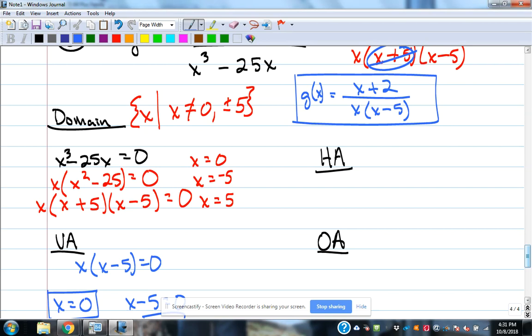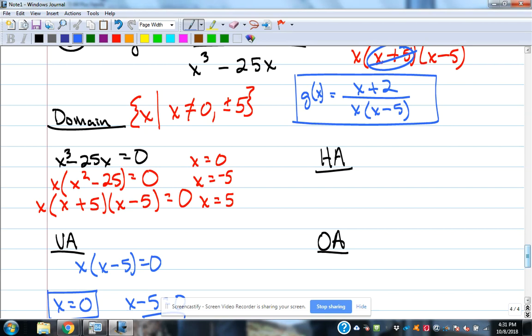Well, 0 and 5 were in the domain restrictions, but we don't have everything that's in the domain restriction on this one. This is one of those where we lost part of the domain restriction when we went to do vertical asymptotes. So we only have vertical asymptotes at 0 and 5.